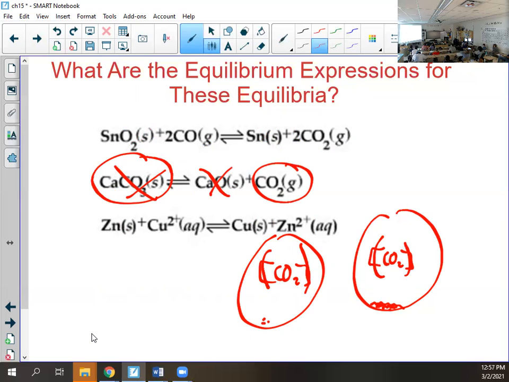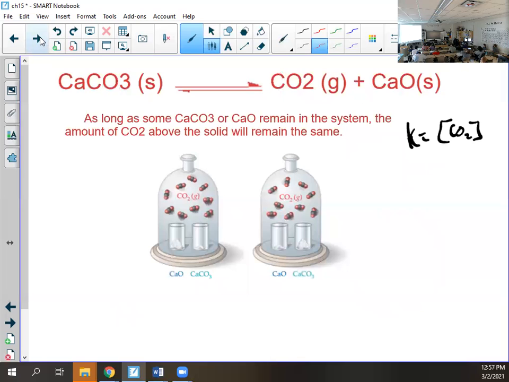All right, good enough. Okay, now, well, that's exactly what I just said. I feel like I knew that was coming. So as long as some CaCO3 or CaO remain in the system, the amount of CO2 above the solid will remain the same. It's kind of interesting.